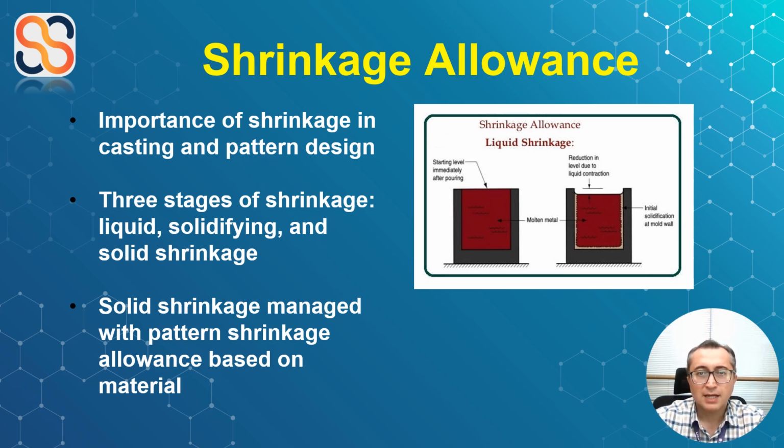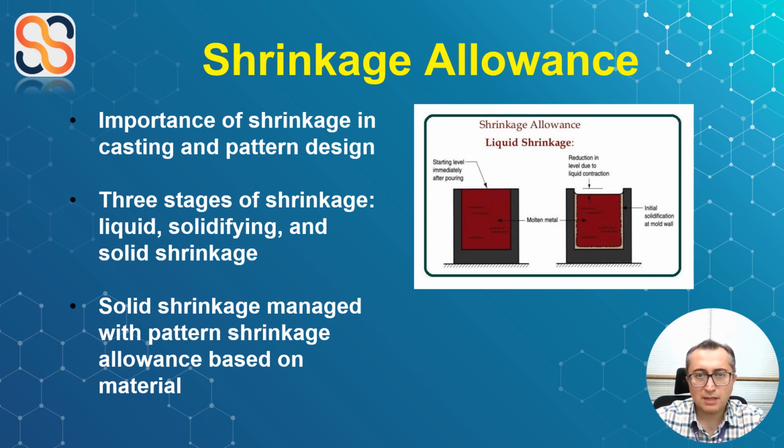For example, cast iron contracts by about 10 millimeters per meter, while steel contracts at a rate of 21 millimeters per meter. To account for this, pattern makers use a specialized tool known as a contraction rule or shrink rule. This rule resembles a standard ruler but is slightly larger, with dimensions tailored to each specific metal's shrinkage factor.